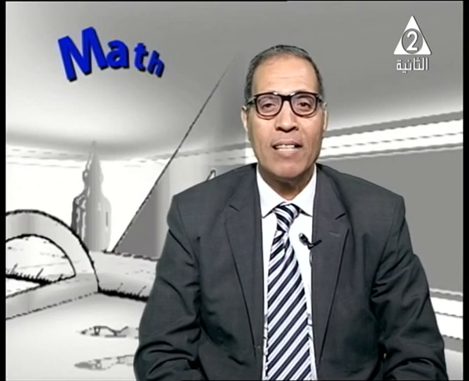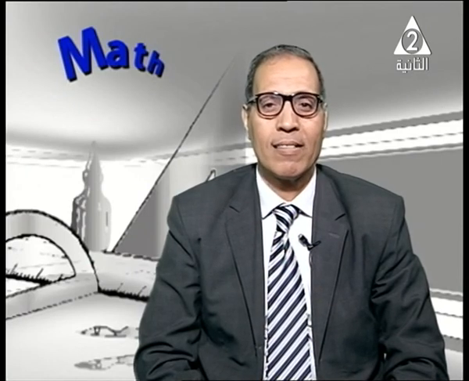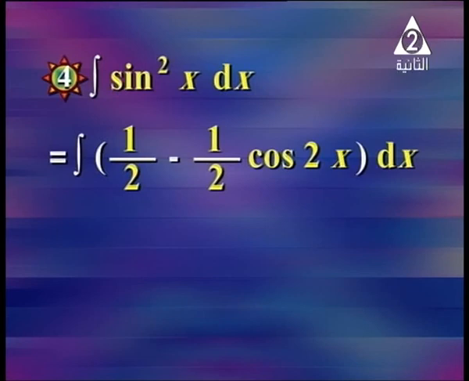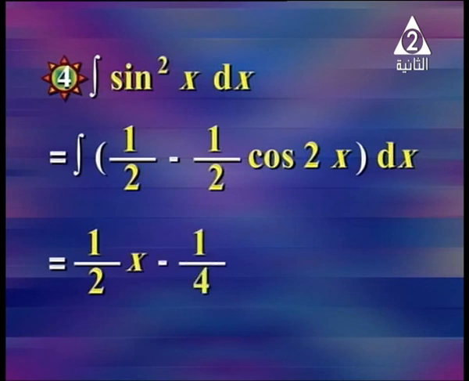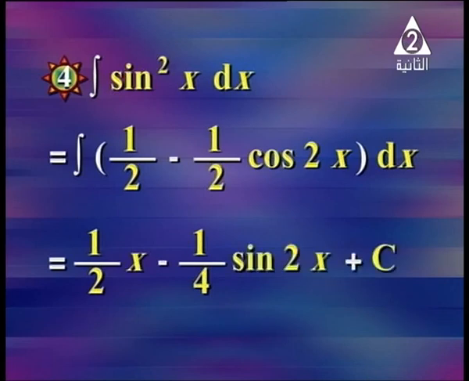Dear student, look at the solution of sine squared x. Integration of sine squared x dx, we replace sine squared x by using 1 over 2 minus 1 over 2 cosine 2x dx. What is the integration of 1 over 2? It is 1 over 2x. What is the integration of cosine 2x? Excellent student. Sine 2x divided by 2, or negative 1 over 2 times negative 1 over 2, which equals negative quarter sine 2x plus c. Number 5.